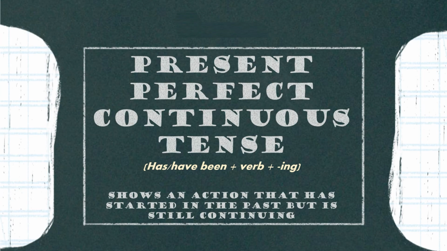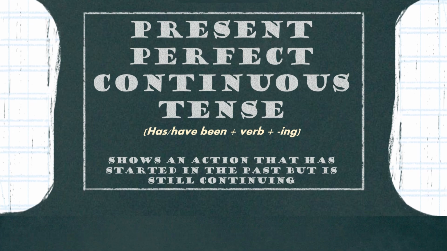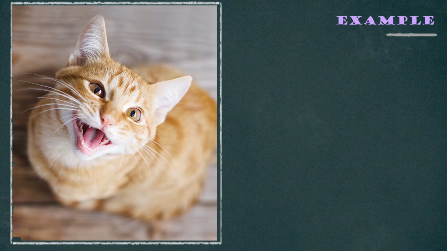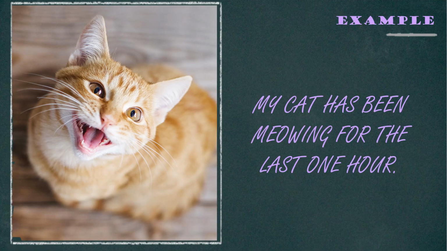The next form is present perfect continuous tense. It shows an action that has started in the past but is still continuing. And the way we use it in a sentence is has or have been plus verb plus ing. Example, my cat has been meowing for the last 1 hour. So the cat has been meowing for the last 1 hour means the action is still in process and it has been going on for the past 1 hour.